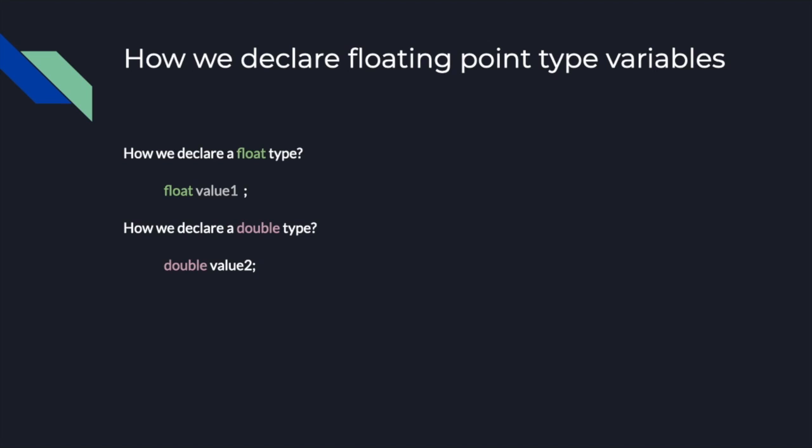How we declare floating point type variables. Okay, how do we declare a float? It's just float value1. If you don't remember from last time, how we declare variables is the type goes first, then the name of what we want to call that variable. We don't need to call it value1. We can call it Tom, we can call it Jack, we can call it Jill, we can call it whatever we want, because it's our programming language.